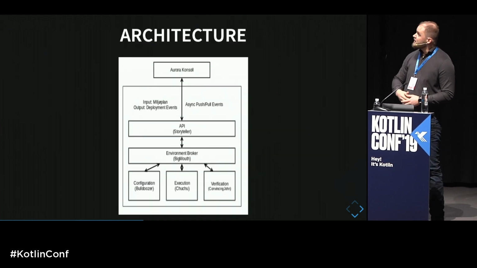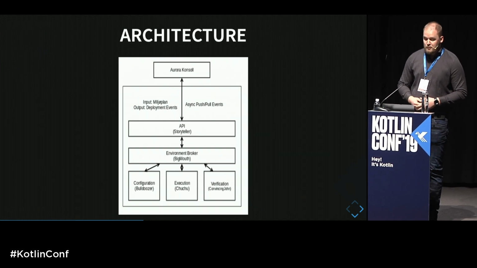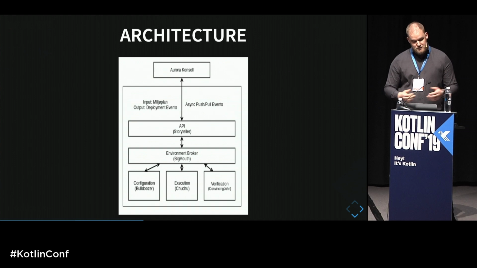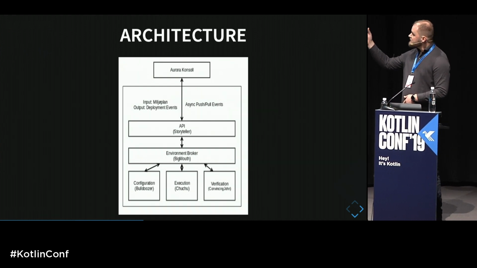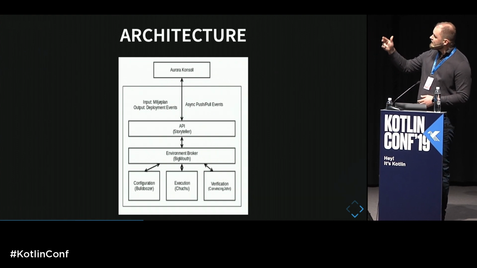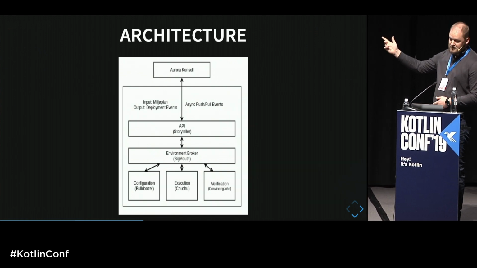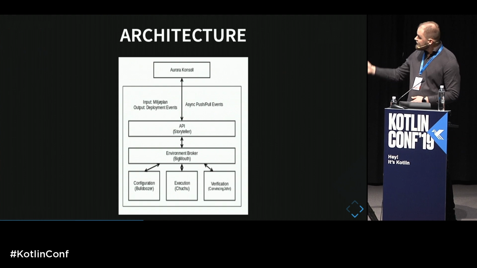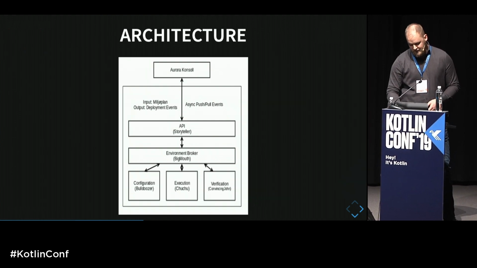You have a primary API, which is Storyteller. We have an environment broker, which we call Big Mouth, which of course is another Fraggle. And then we have configuration, execution, and verification, which is provisioning infrastructure, deploying architecture, verifying architecture. And those are the Bulldozer, Choo Choo, and Convincing John Fraggles.